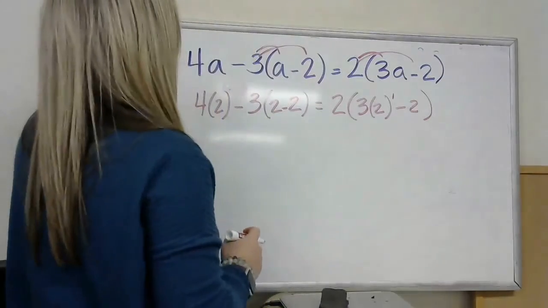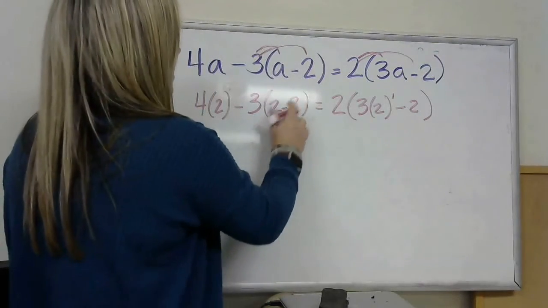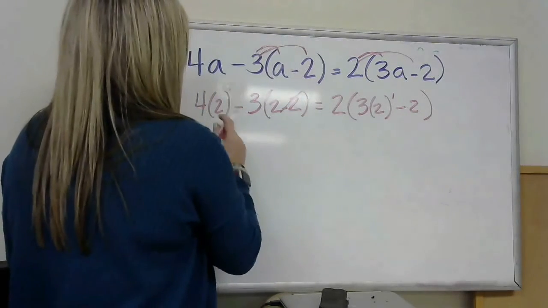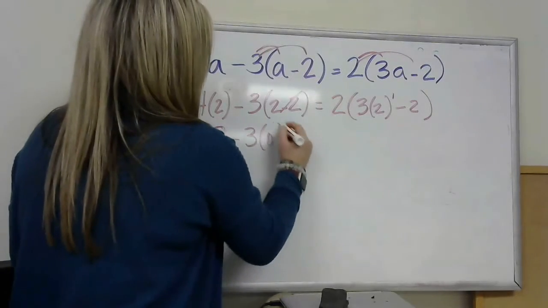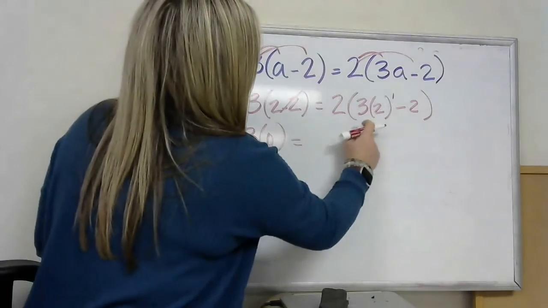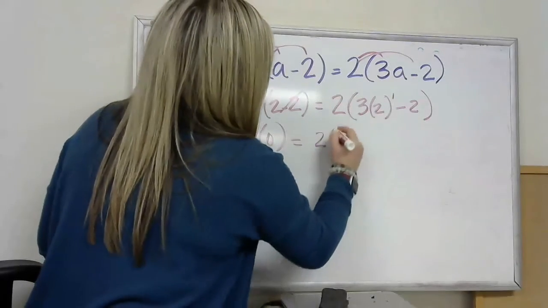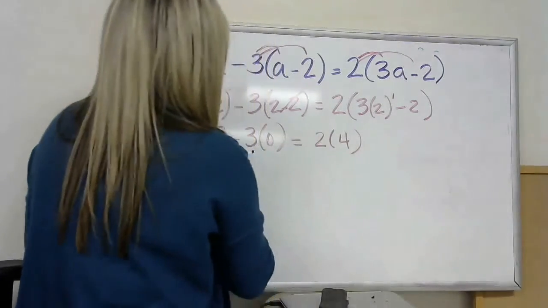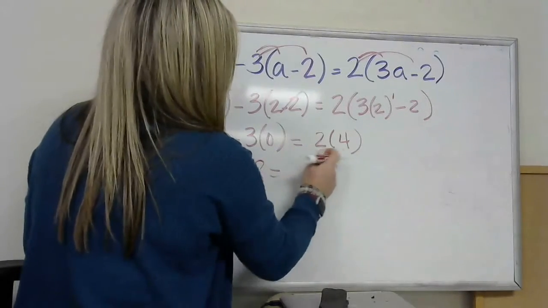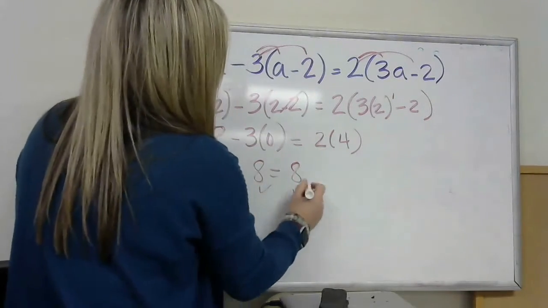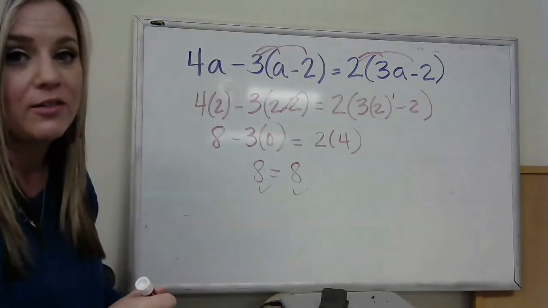Okay? All right, so we're going to do what's in the parentheses first. That's 0. And 4 times 2 is 8. So we got 8 minus 3 times 0 is equal to, do the parentheses first, 3 times 2 is 6. 6 minus 2 is 4. 2 times 4. And -3 times 0 is 0. So we have 8 is equal to 2 times 4 is 8. These are both equal, so my equation is balanced, so I know that I did it correctly, okay?